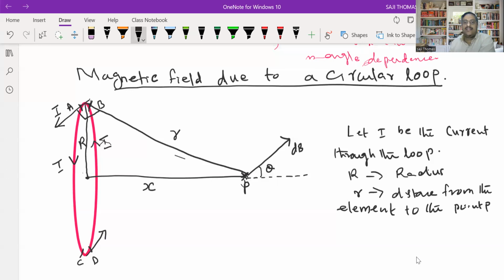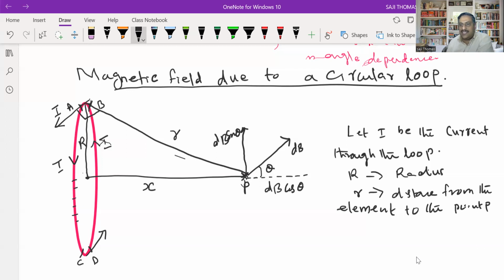Point P. This dB we can resolve into two components. dB cos theta will be along the x-axis. You know how to resolve. And dB sin theta will be along the y-axis. Now this loop is divided into a very large number of small elements like AB. When you take the sum of all the elements, you will get the circular loop.